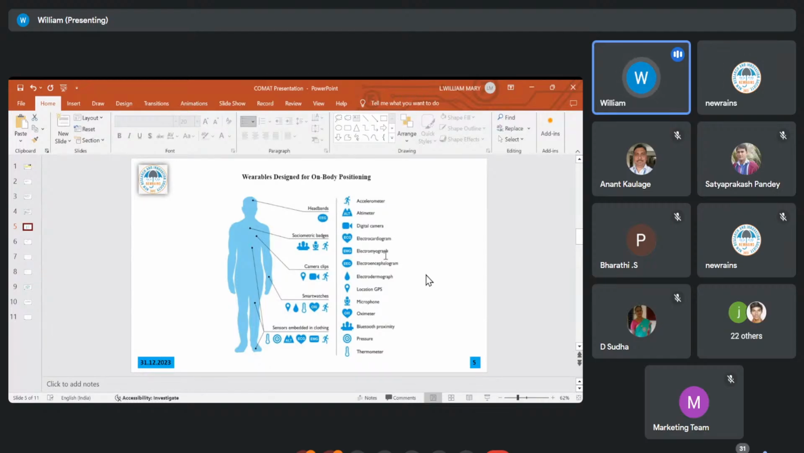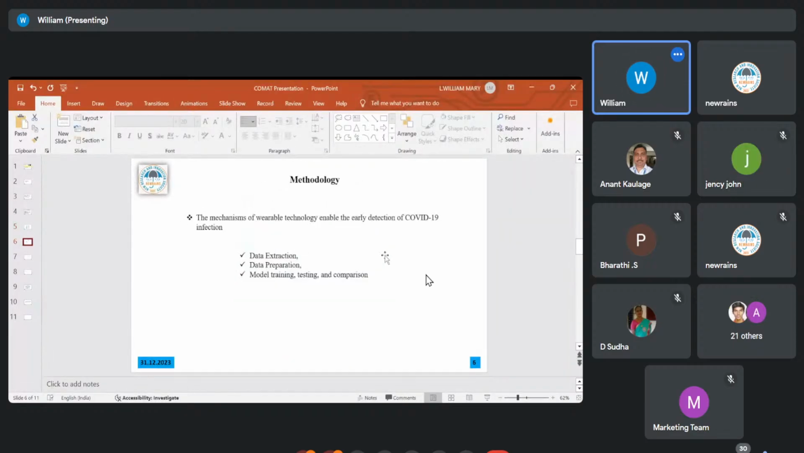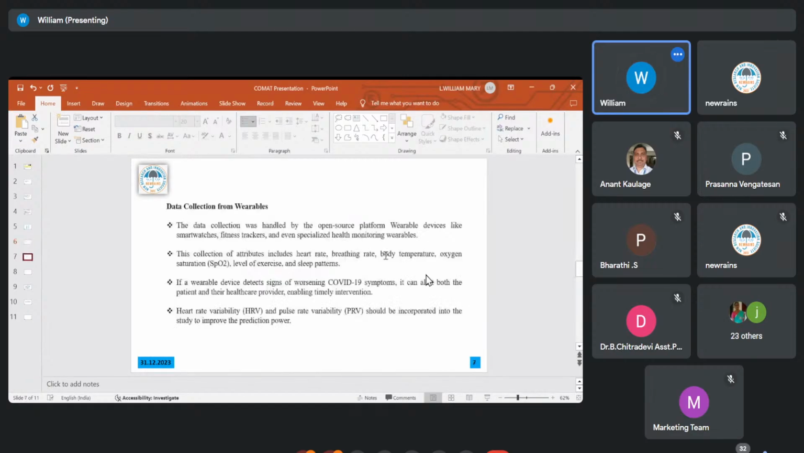What are the wearables? Headbands, sociometric badges, camera clips, smartwatches, sensors embedded in clothing. So these are the various wearables which can be positioned on the human body, and which will be helpful to collect data based on various research-oriented topics. So, methodology: generally in machine learning, wearable technologies can be used for data extraction, preparation, model training, testing, and finally comparison. So how could the data be collected? The data could be collected for the research work.